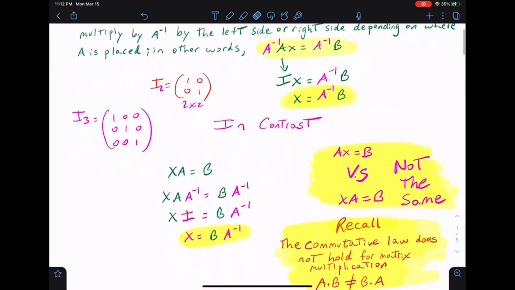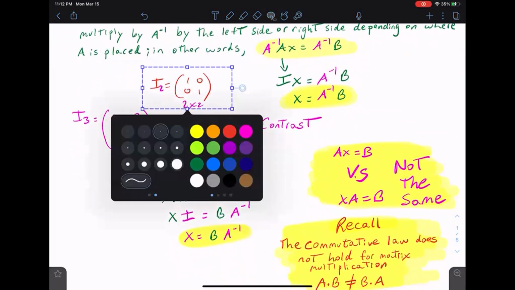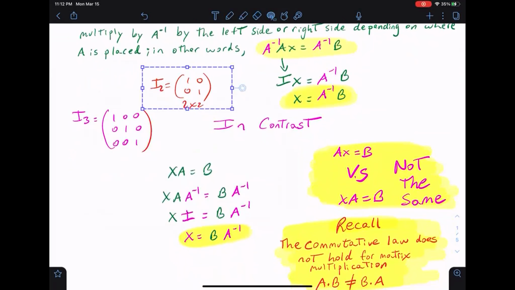So let's just recall some definitions. For example, this one right here. If they're saying I2, that means the identity of a 2 by 2 matrix. If they say I3, that's an identity of a 3 by 3 size. All these identity matrices must be square. Square means the same number of columns and the same number of rows.